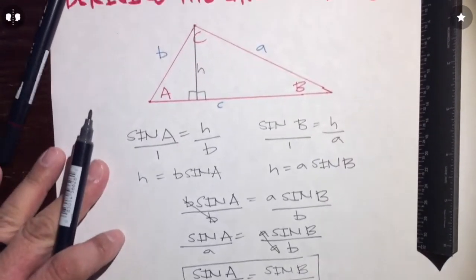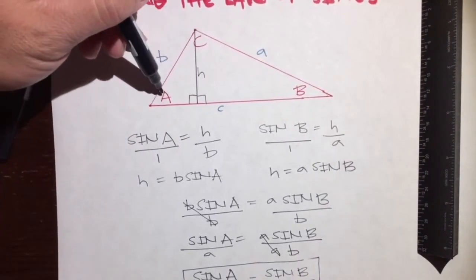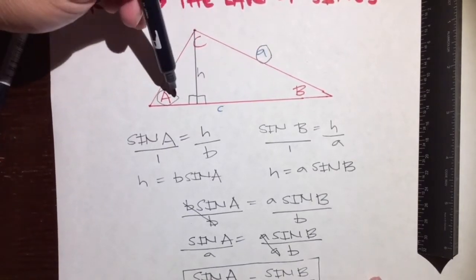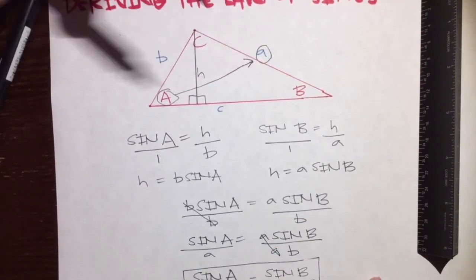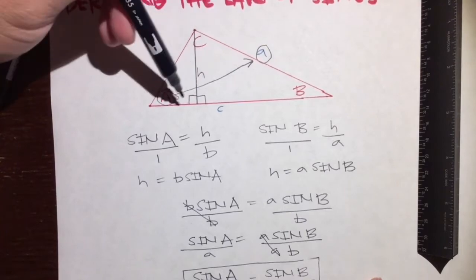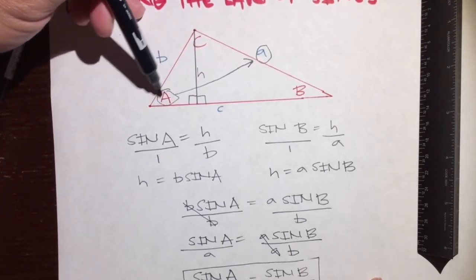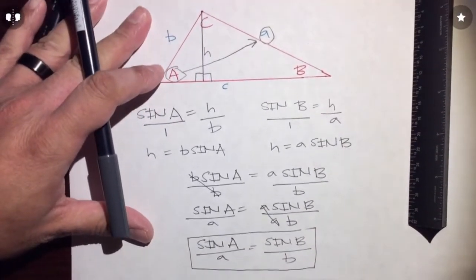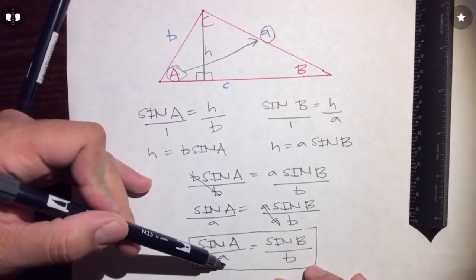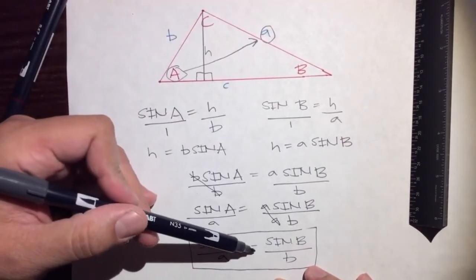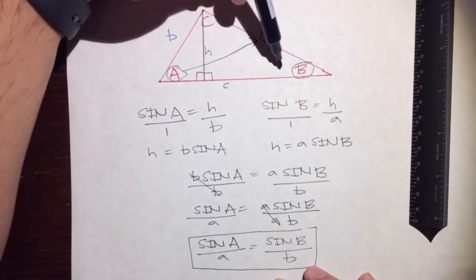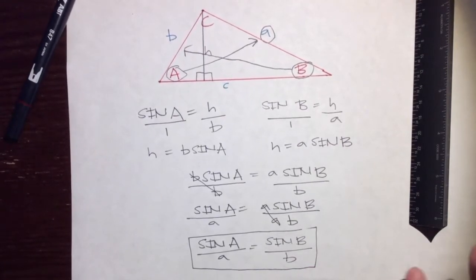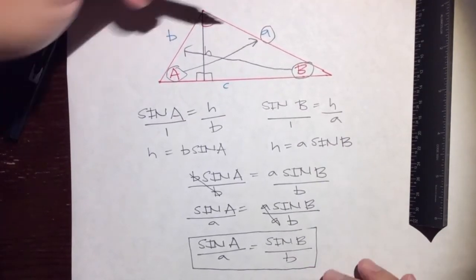We made a proportion. Here's angle A. And what's lowercase a? It's the side that is opposite to that. So we can set up a proportion where the sine of an angle over its opposite side is equal to the sine of another angle over its opposite side. And you could do the same thing with the other angles.